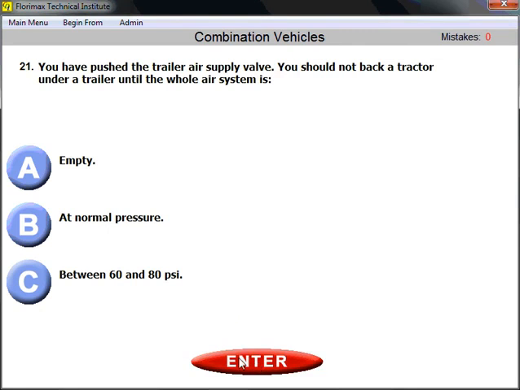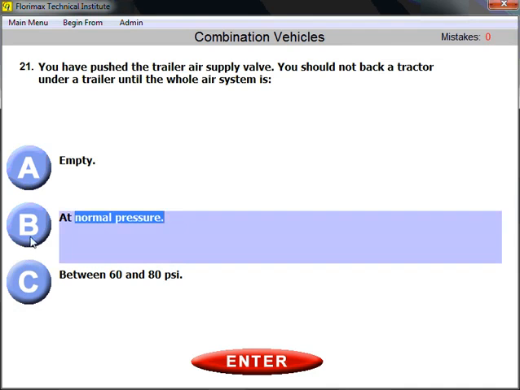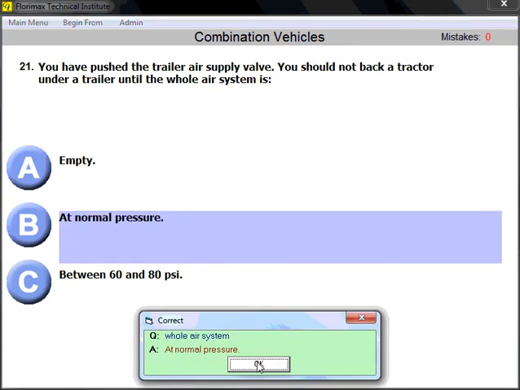Question number 21. You have pushed the trailer air supply valve. You should not back a tractor under a trailer until the whole air system is what? Definitely at normal pressure. That's normal logic. You have pushed the trailer air supply valve. That means you started to supply air to the system, right? And now you need to wait until the system gets to the normal pressure, which is, by the way, 125 psi, as you learned from the previous air brake section. Okay, normal pressure.